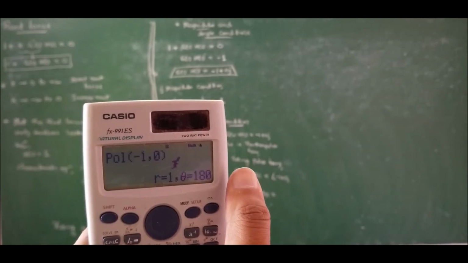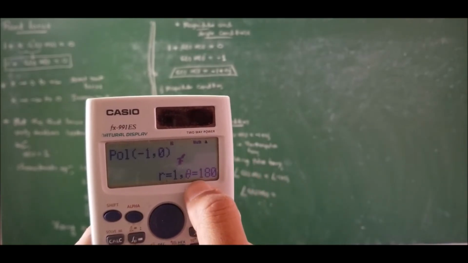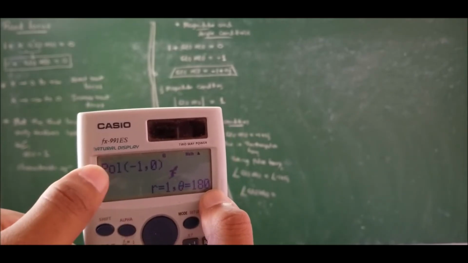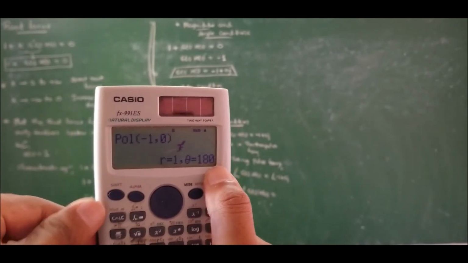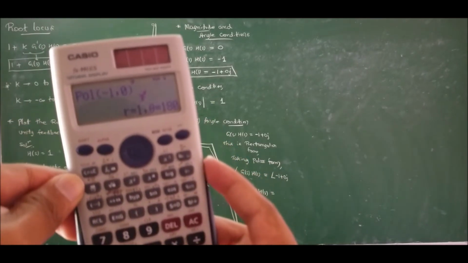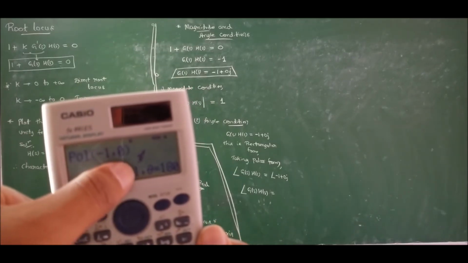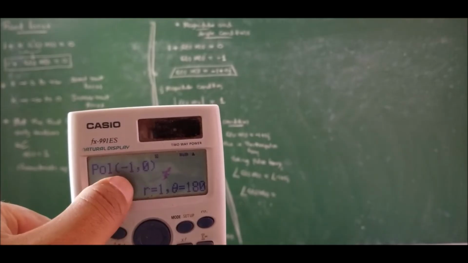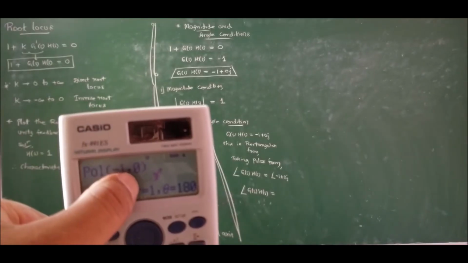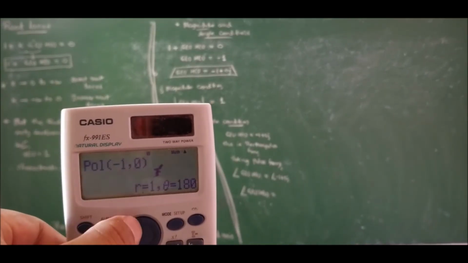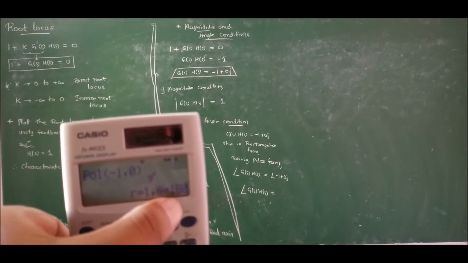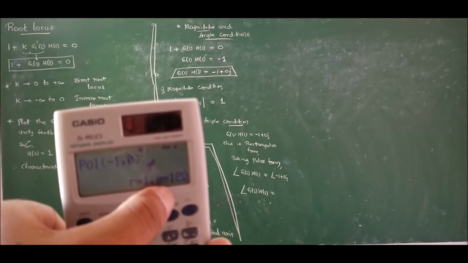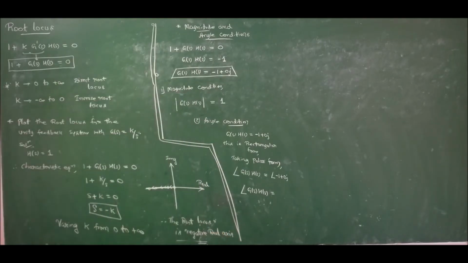What is the magnitude condition? Unity. And what is the value of angle theta? 180 degrees. Hope that is clear. Whenever you want polar form, go for shift plus polar form. Inside the bracket, enter the rectangular form using comma. First one is the real part, comma, second one is the imaginary part. Press equal to, you will get the magnitude and angle. Magnitude is unity, correct? Magnitude condition is unity and angle is 180 degrees.